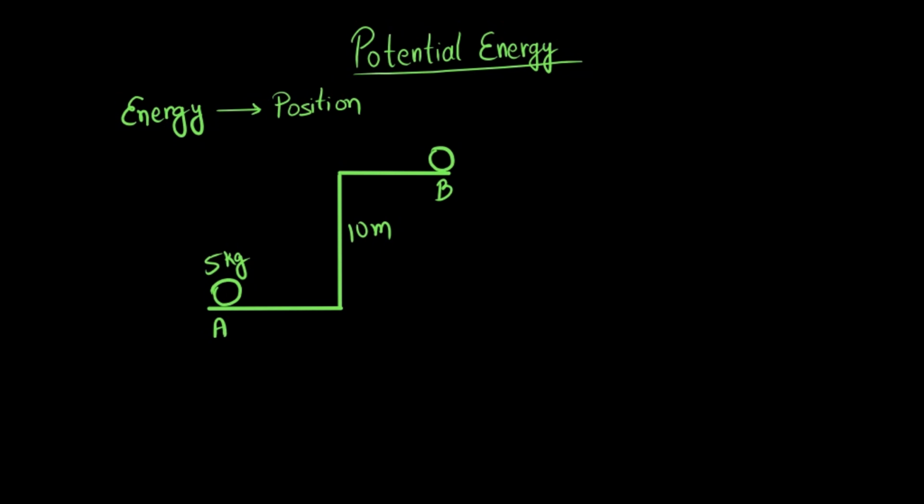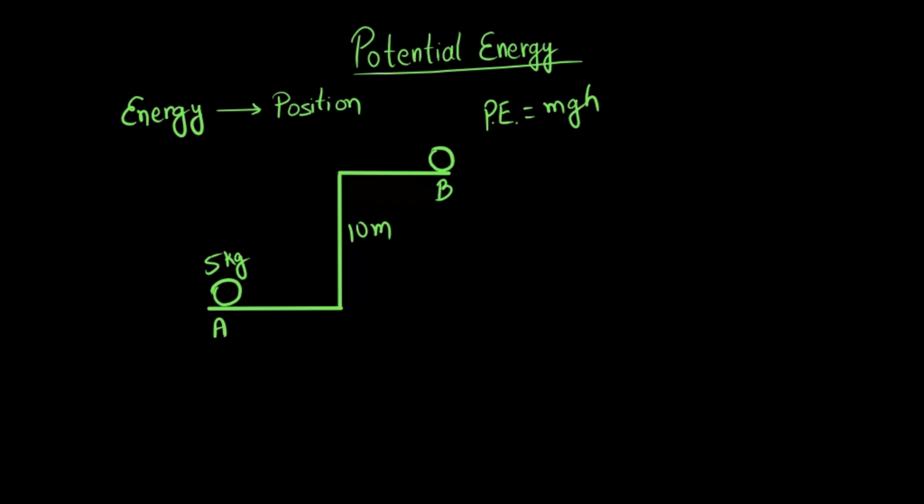Now in the process, since the height of the body has changed, it went from a lower level to a higher level. At height B, the body will have potential energy. The formula for potential energy is mgh. M is the mass, g is acceleration due to gravity, which is 9.8 meters per second square. H is the height.